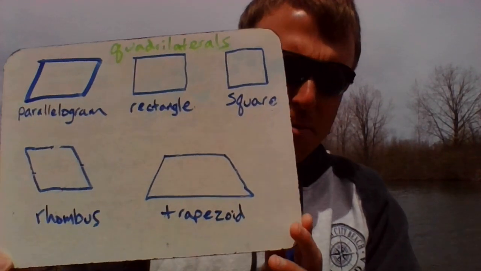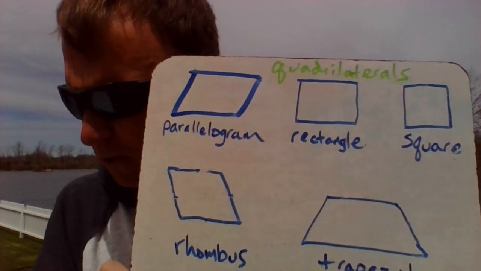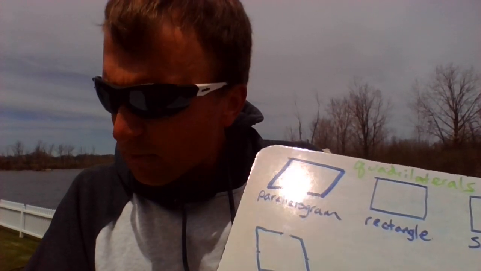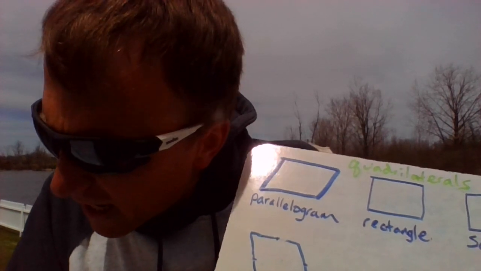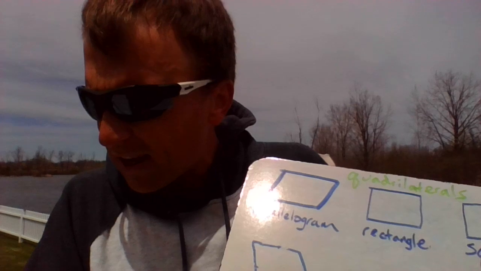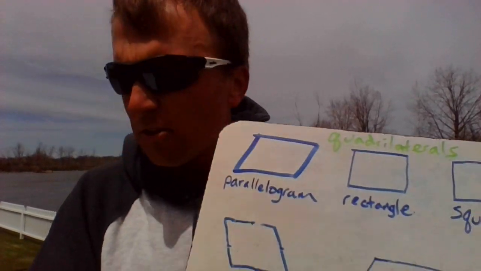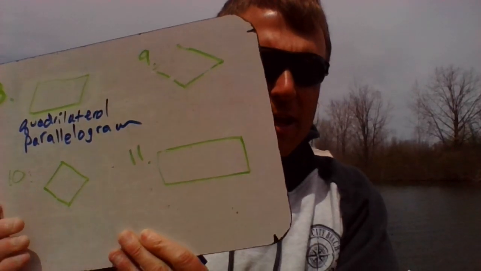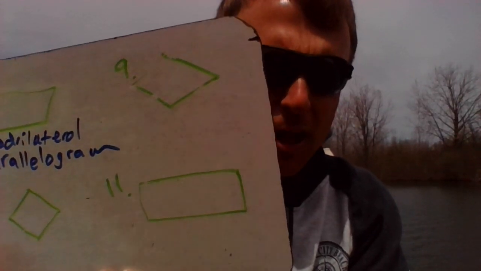What about a rhombus? Could it be a rhombus? Remember, a rhombus has to have all the sides the same length. If we look at that, the top and bottom are longer than the sides, so it can't be a rhombus. So these are the only two things we can name it: a quadrilateral and a parallelogram.